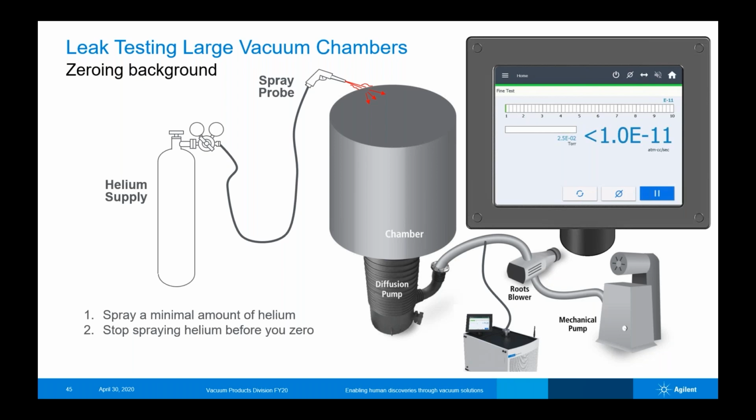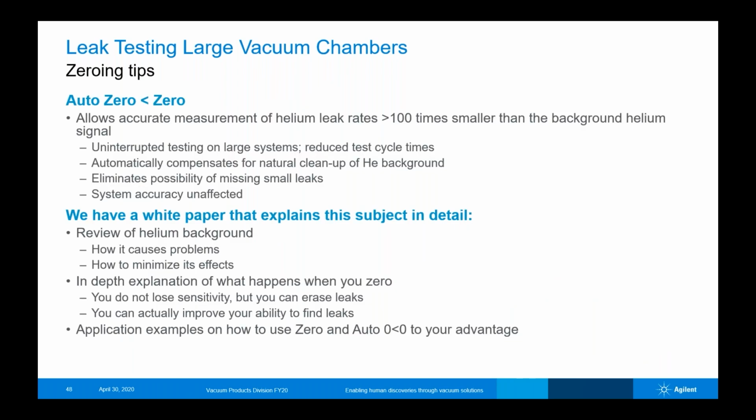You can continue testing. So when you zero, you can utilize a function on our instrument called an auto zero less than 0 that allows that baseline to be reestablished, and it won't lose any sensitivity. It means you can keep testing. It's going to compensate as that background helium inside your chamber cleans up, and you don't lose any accuracy or sensitivity on the instrument at all.